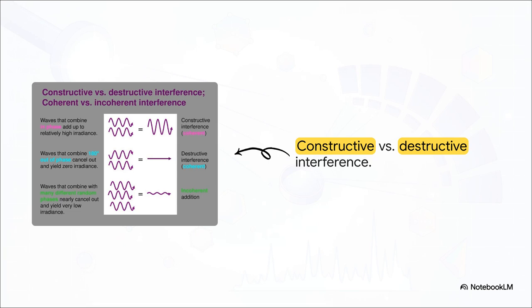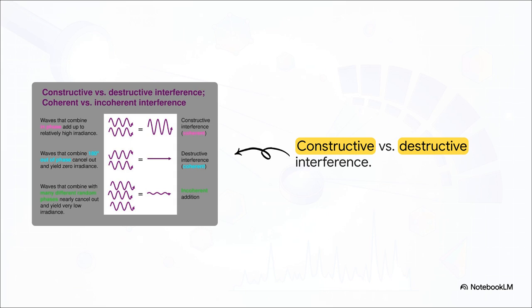Notice how waves combining in phase naturally stack their crests to create a highly visible, powerful signal. But if waves combine 180 degrees out of phase, they completely cancel each other out. You get absolutely nothing. Zero irradiance. That's destructive interference.